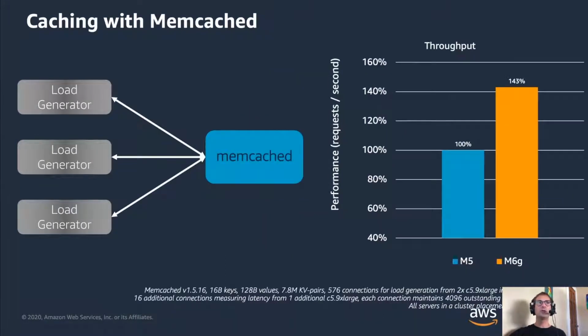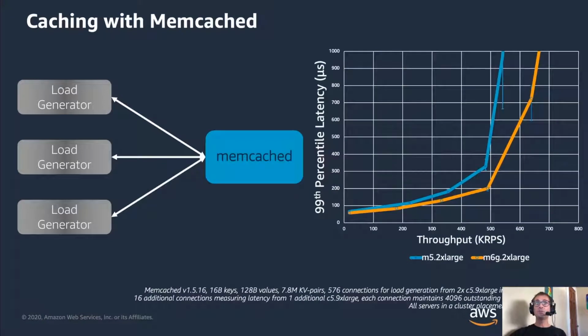Now, if we run benchmarks using Memcached with a pretty similar setup, a set of load generators on the left and then the system under test running Memcached, when comparing M6G-based instances and M5, we observed that we are 43% faster on the M6G compared to M5. In terms of latency, we are also better under load on M6G compared to M5, with a better 99th percentile latency.